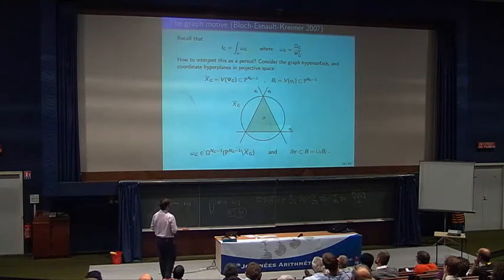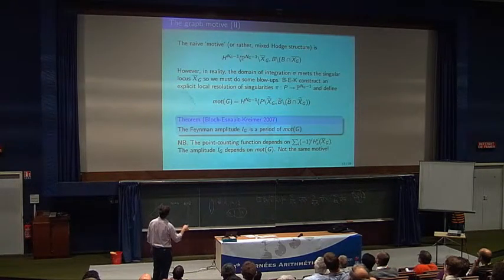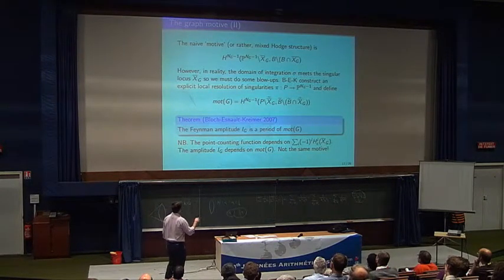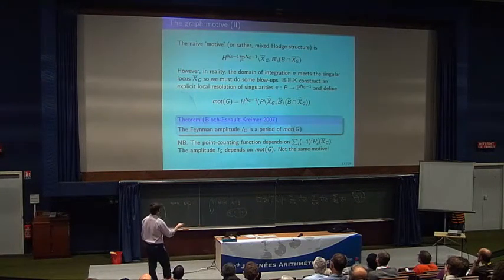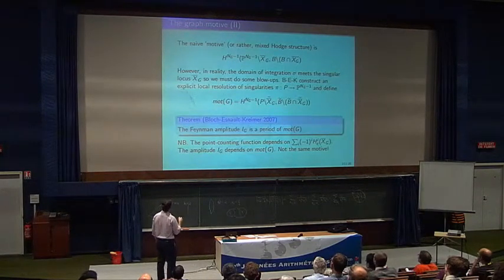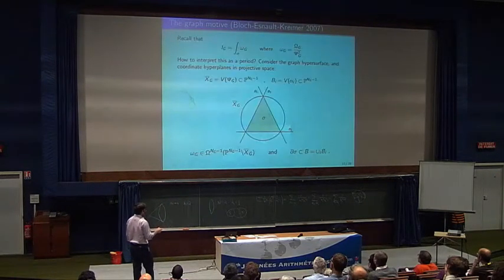So the thing to do, the naive guess, is to package this into something cohomological. The naive thing is to look at the complement in projective space of the graph hypersurface and take its cohomology relative to B, where B is the union of the coordinate hypersurfaces. But in reality the situation is a lot more subtle than that, because, as you can see from the picture, the domain of integration actually meets the graph hypersurface in the corners.